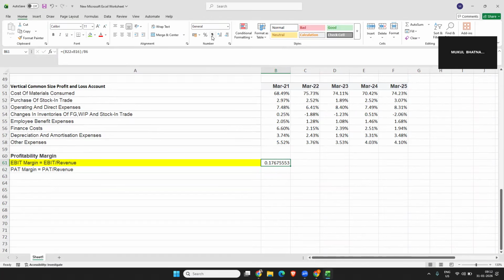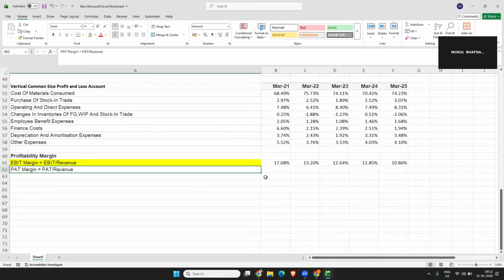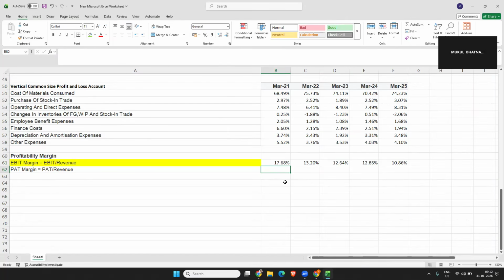Let me convert it into percentage and increase up to 2 decimals. So when I will scroll it further, I will have the value of profitability margins for the period of 5 years. Similarly, I need to calculate PAT margins, that is profit after tax.